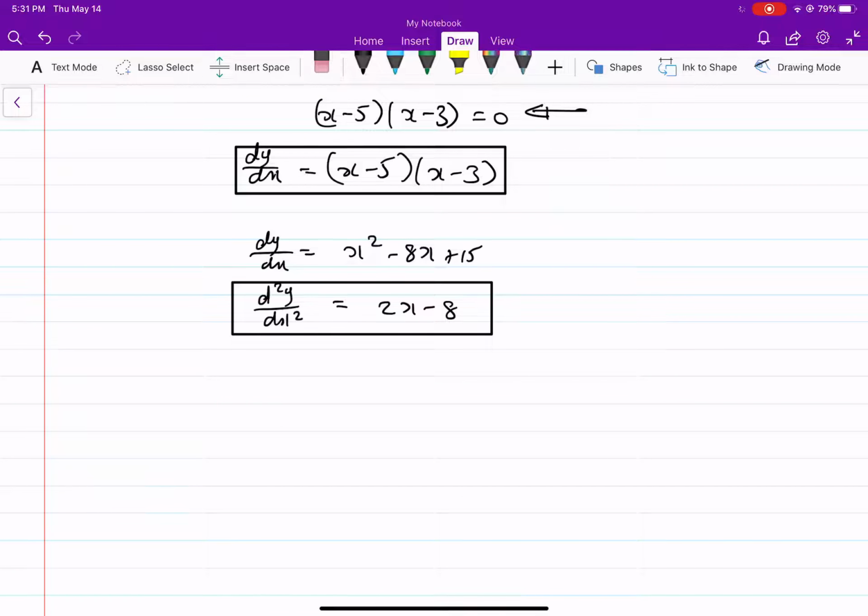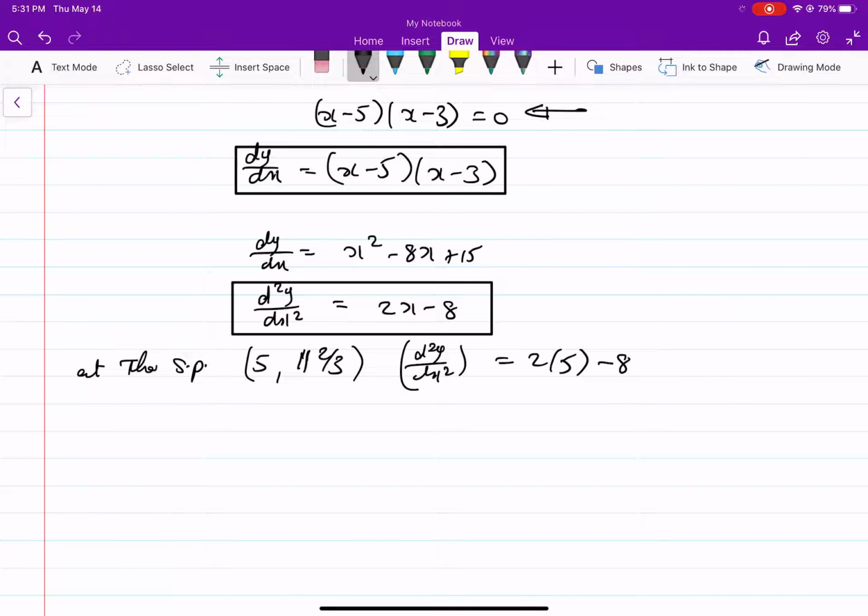So at the stationary point, 5 and 11 and 2/3. I hate writing numbers like that. D squared y upon dx squared is equal to 2 times 5. You plug in the x coordinate minus 8. 10 minus 8, that's 2. When the second derivative is positive, you end up with what? A minimum stationary point, which makes 5 and 11 and 2/3 a minimum.